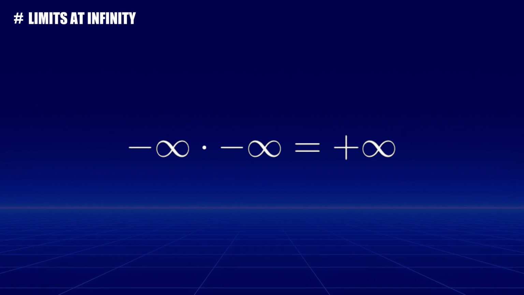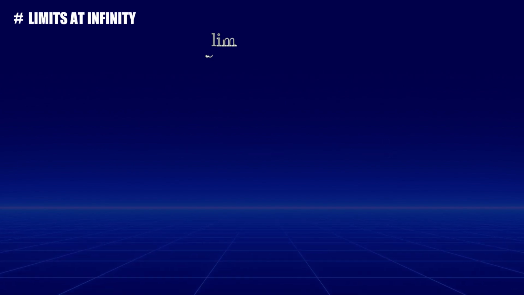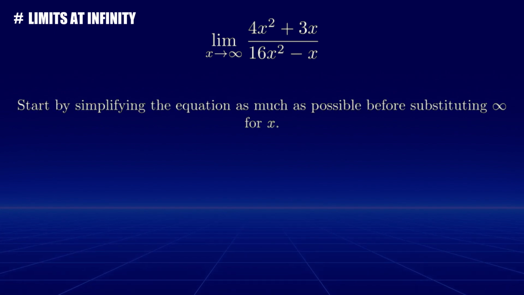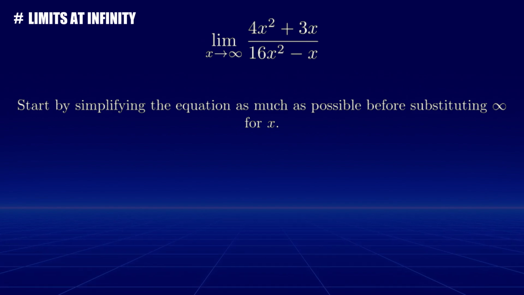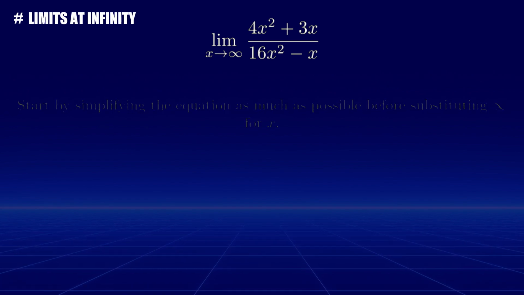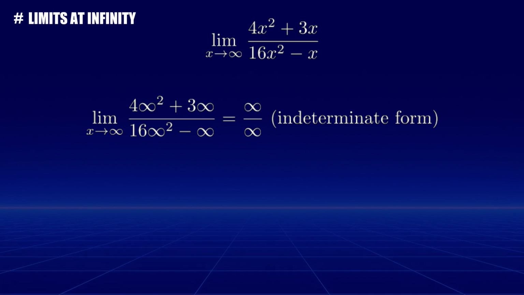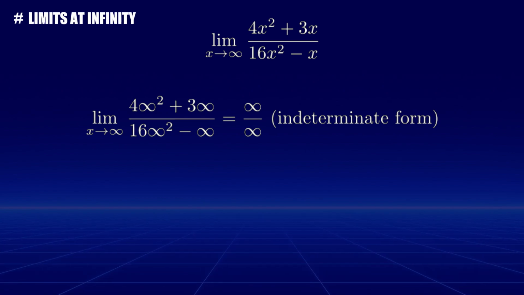Now, to calculate the limit at infinity, we generally start by simplifying the equation as much as possible before we substitute infinity for x. For example, let's evaluate the limit as x approaches infinity of (4x squared plus 3x) divided by (16x squared minus x). If you plug in infinity directly, you will get infinity over infinity, which is an indeterminate form, meaning the expression cannot be evaluated to a single number.